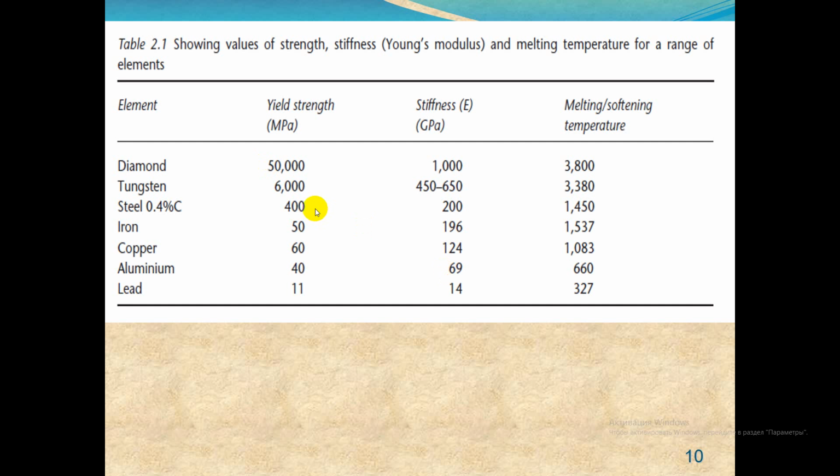So here you can see values of strengths of diamond, steel, iron, aluminium, lead, etc. For example, steel has a yield strength of 400 megapascals and a stiffness of 200 gigapascals. And also you can see the melting or softening temperature of each metal.